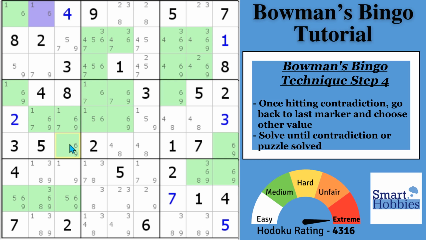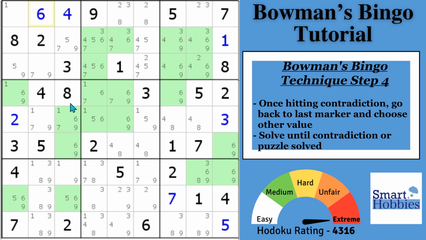All right, because we hit this other by-value cell and there's no logical choices for that. So you know that cell has to be a 6. So you can remove that as a marker because that is a definite solve of a 6. And then you can move on and you repeat steps 1 through 4 as you go.